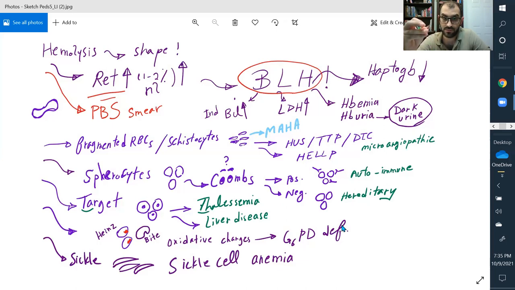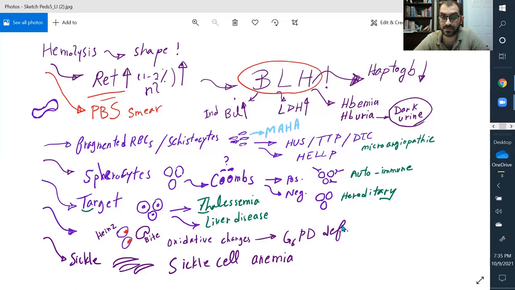Or my cells are sickling. When they're like a donut, they do not stick together. They do not stack on top of each other. But when they're sickling, they can stick together and block the circulation. Also, there is some degree of hemolysis as well. So all the hemolytic anemias that we discussed last week can end up with high bilirubin.